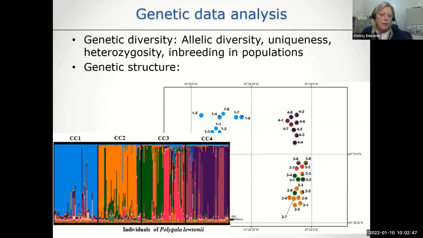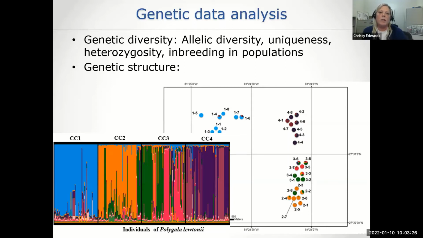So in the lower right-hand corner is a structure diagram. Essentially, those blocks of colors represent groups of individuals that were sampled within a specific site. The vertical lines represent individuals. The colors represent groups in which individuals are assigned. And the way this program works is that it shuffles individuals into different groups and tries to maximize Hardy-Weinberg equilibrium. And then it tries to find an optimal grouping of individuals into genetic clusters. And this is a really important tool for us.